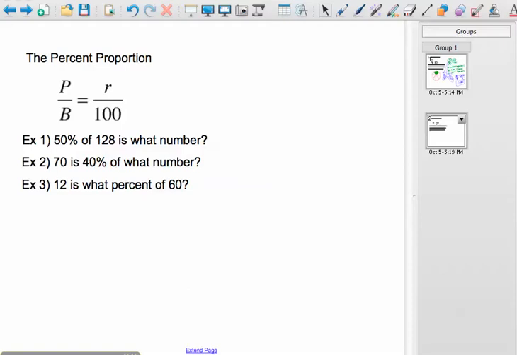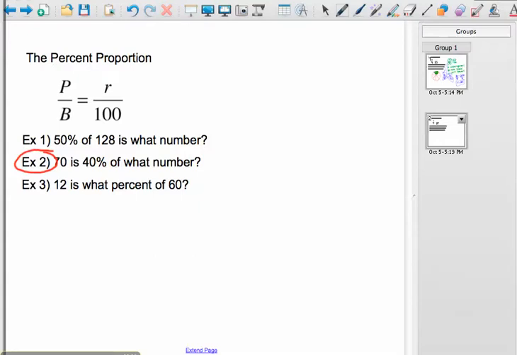In this video, we are going to use the percent proportion for example 2. It looks very similar to example 1, but there is one slight difference. And if you use the trick that I showed you in the last video, this should be pretty easy.